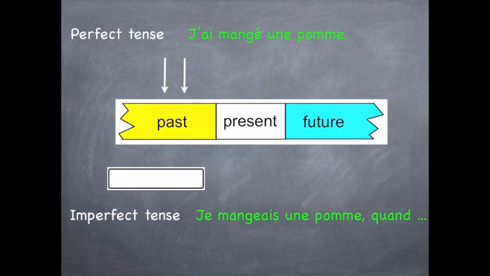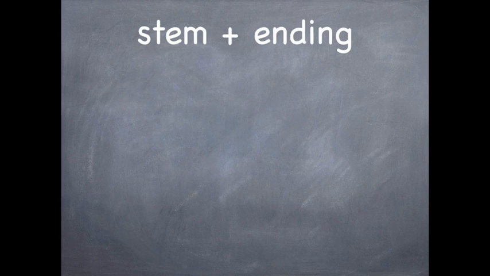As was the case for forming verbs in the present and the future tenses, there are two steps to forming the imperfect tense. First, find the correct verb stem, and then add the appropriate ending. So, first the stem. The safest way of finding the correct stem, and one that avoids having to worry about a lot of exceptions, is to take the nous form of the present tense.